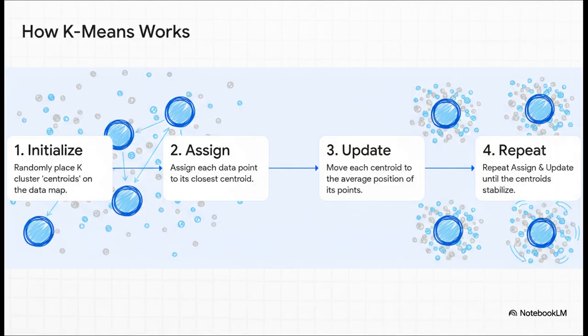First, it just randomly plops K center points onto your data. Then, it goes through every single data point and assigns it to whichever center it's closest to. Step 3, it moves each center to the average location of all the points that were just assigned to it. And then, it just does it again, and again, and again. Assign, update, until the centers finally stop moving.